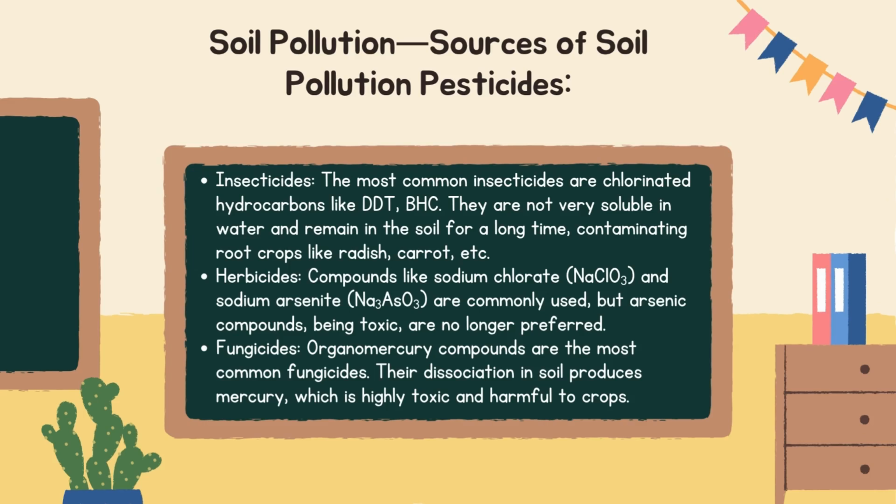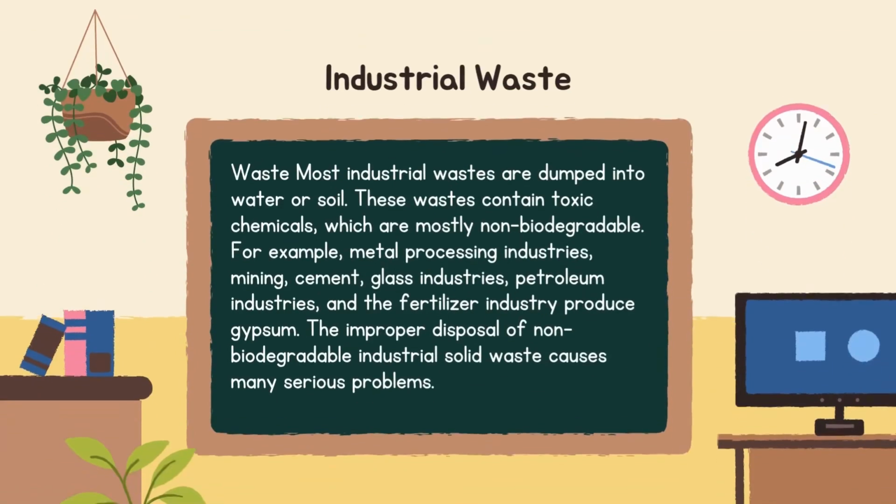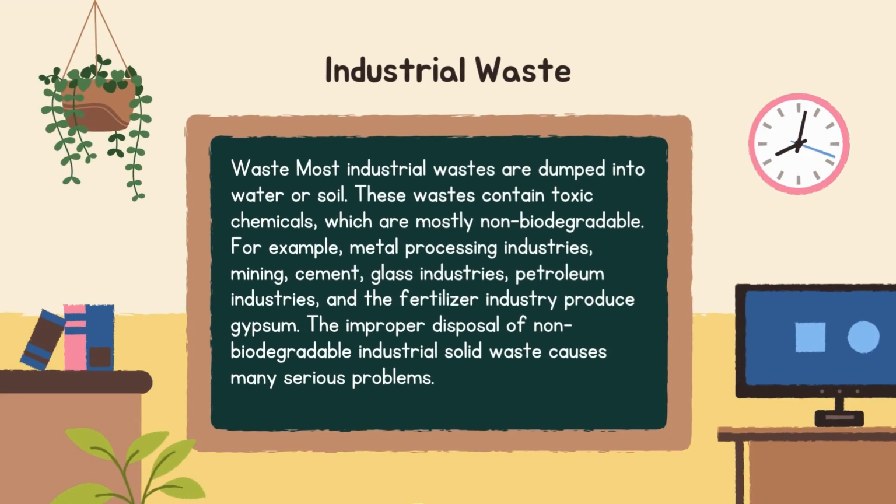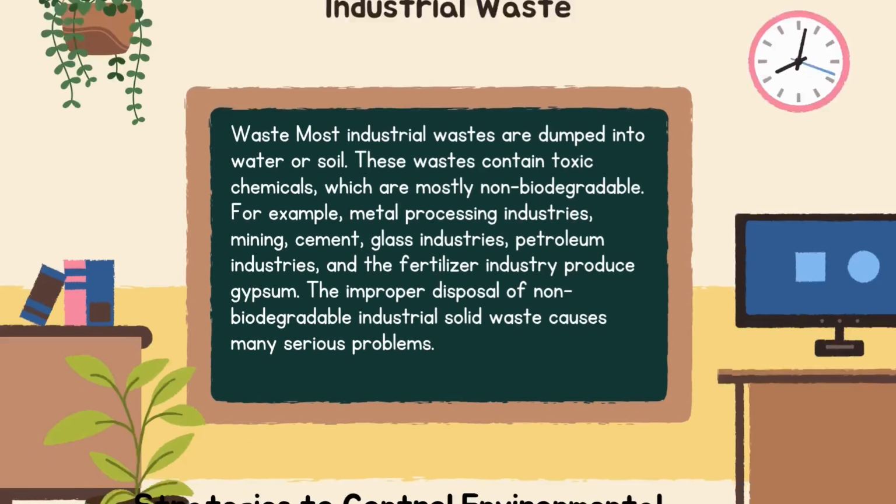Fungicides: organomercury compounds are the most common fungicides. Their dissociation in soil produces mercury, which is highly toxic and harmful to crops. Industrial waste: most industrial wastes are dumped into water or soil. These wastes contain toxic chemicals, which are mostly non-biodegradable. For example, metal processing industries, mining, cement, glass industries, petroleum industries, and the fertilizer industry produce gypsum. The improper disposal of non-biodegradable industrial solid waste causes many serious problems.